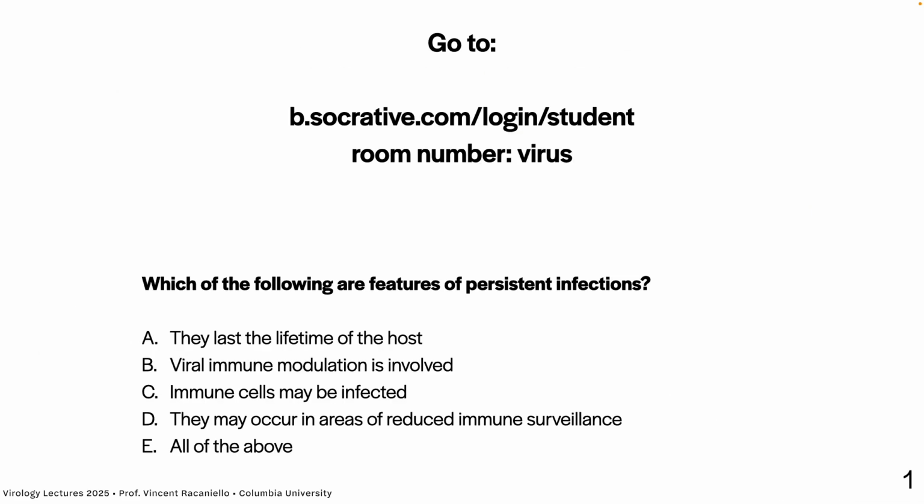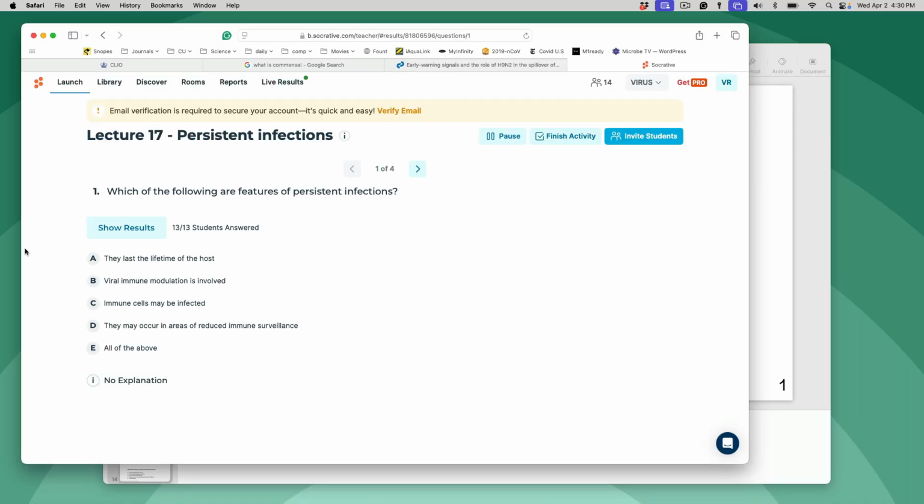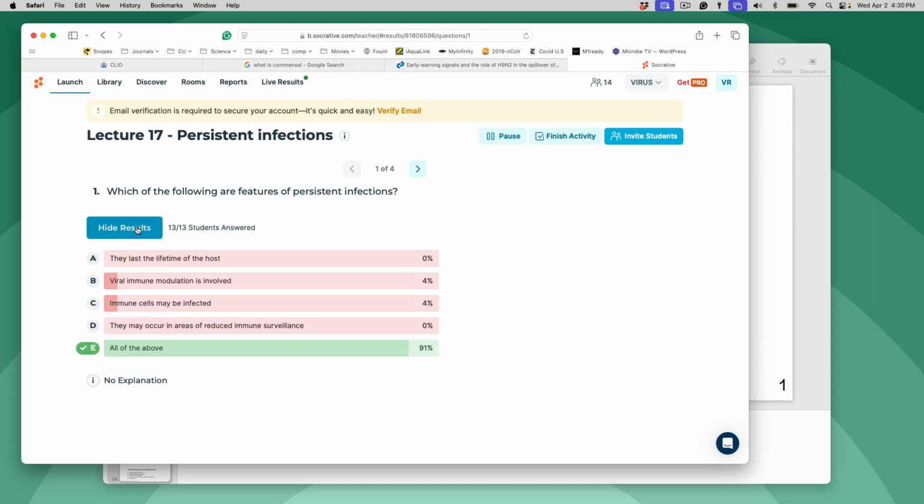All right, first question is, which of the following are features of persistent infections? They last the lifetime of the host. Viral immune modulation is involved. Immune cells may be infected. They may occur in areas of reduced immune surveillance. All of the above. Well, it looks like we're done. Yeah, you go 13 out of 13. It is all of the above. That's right. Everything is involved, which are features of persistent infection: viral immune modulation, and immune cells may be infected, are part of that.